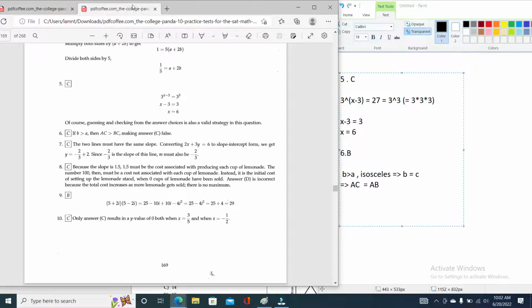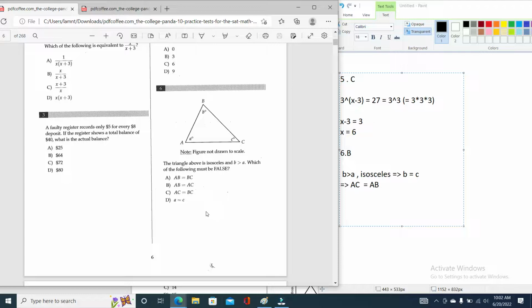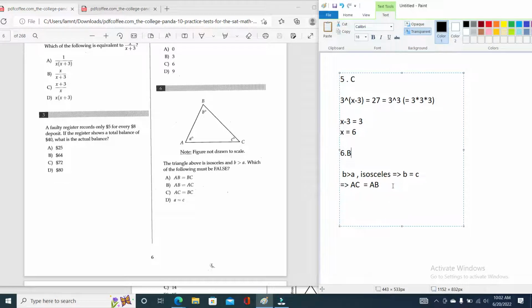So 6 is C. Oh, the answer is the one which must be false. Okay, so AC equal to AB. Okay, that's good. AC equal to BC. AB equal to BC. Okay.